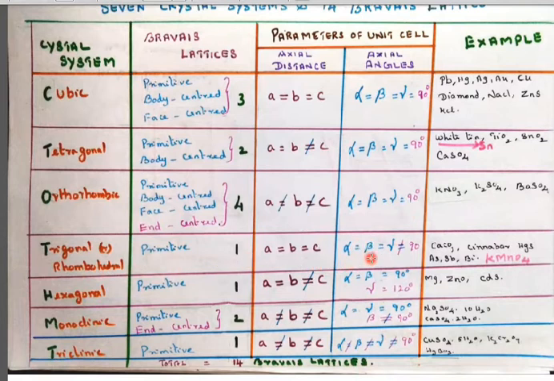And trigonal, alpha equal to beta equal to gamma, gamma is not equal to 90 degrees. And hexagonal, alpha and beta equal to 90 degrees, and gamma is equal to 120 degrees. So gamma is not equal to 90 degrees; in hexagonal, gamma is equal to 120 degrees. So you can remember it, it's a frequent question. Hexagonal is a frequent question.